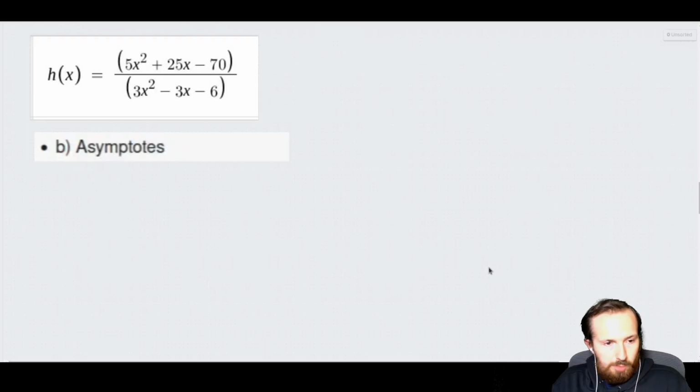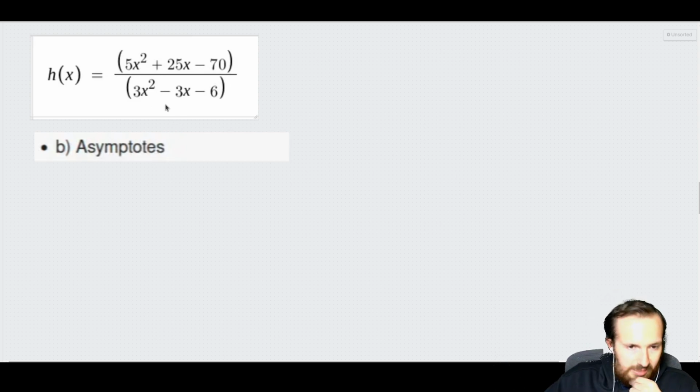Okay, so in part B of the problem, we want to find any asymptotes. Specifically, we mean vertical asymptotes and horizontal asymptotes. We could also have slant asymptotes, but that's not a factor for this problem. So in this problem, we do not have any slant asymptotes. So I'll just focus on horizontal and vertical, but technically, slant asymptotes could come up as well. Anyway, it's probably easiest to start with vertical asymptotes.